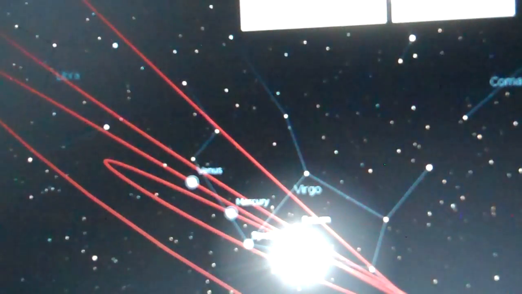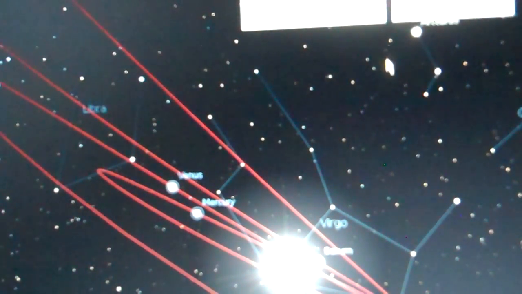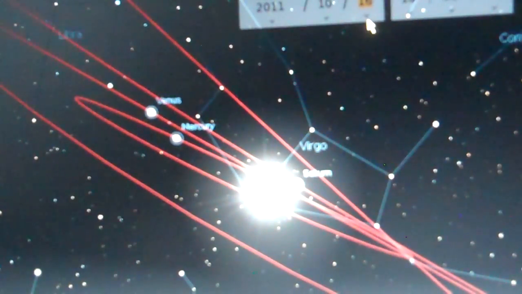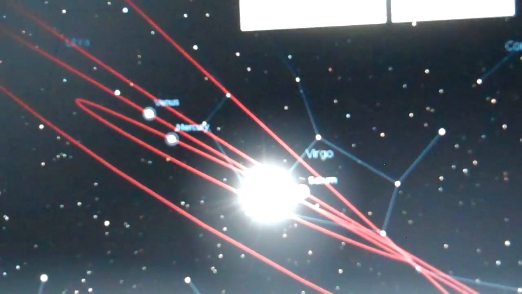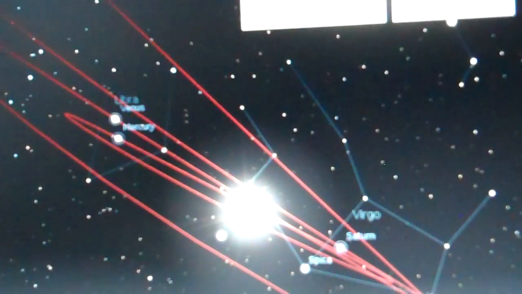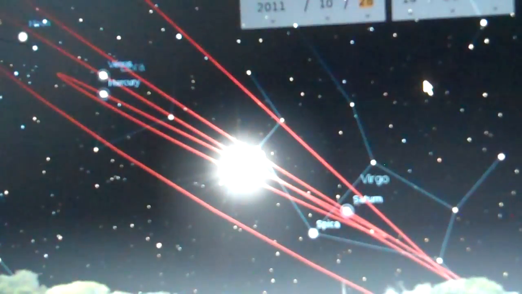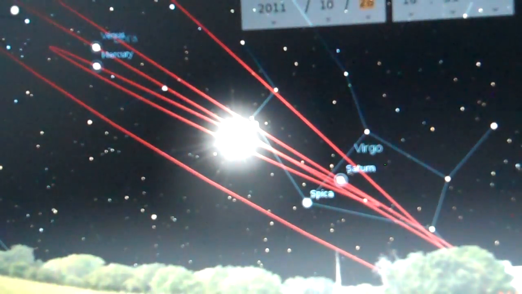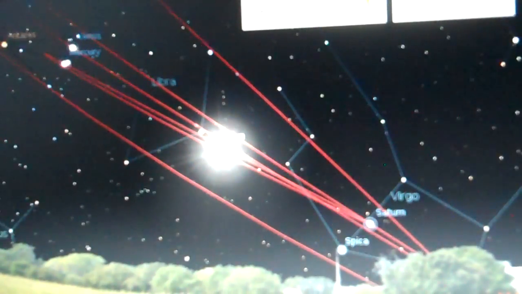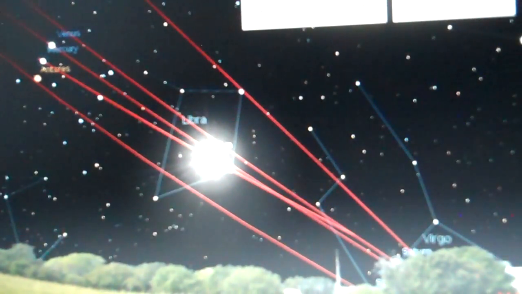There goes Mercury. There goes the sun being born through Virgo. And then on November 11th, you'll see that Saturn is born, and it's below the horizon.